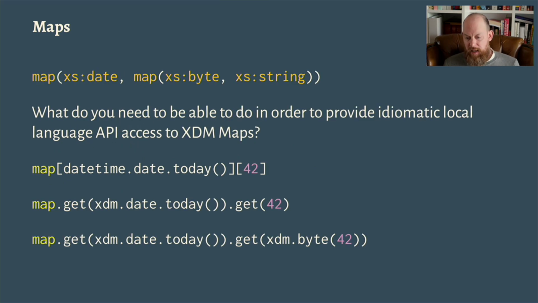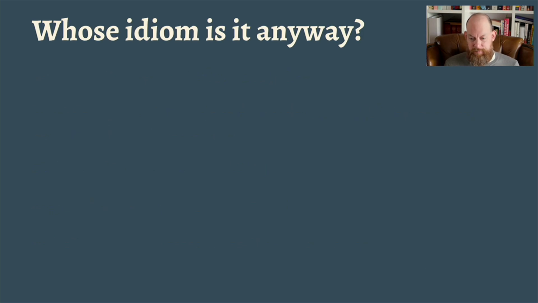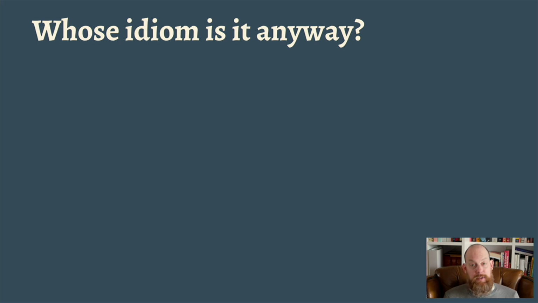What do we need to be able to do in order to provide idiomatic local language API access to maps? Well, we need implicit and/or explicit conversion between XDM and native objects, direct mapping between types where that's appropriate, and well-documented rules for widening and narrowing type conversions like those with numbers. But that leads us to another question. Whose idiom is it anyway?